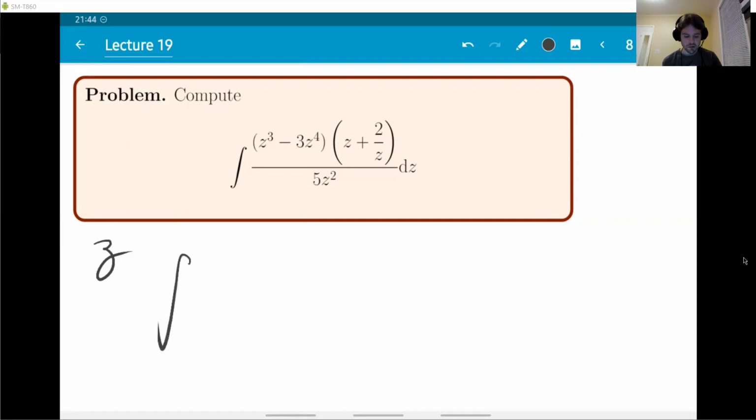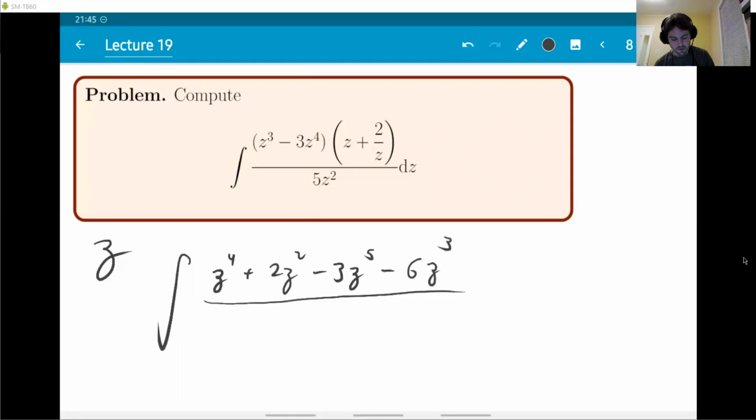Let's distribute the top. You have z to the 4th plus z cubed times 2 over z gives you 2 over z squared. Sorry, 2z squared. Yes. Now minus 3z to the 4th times z is minus 3z to the 5th. And then minus 3z to the 4th times 2 over z should give you minus 6z squared. No, z cubed. Yeah, that's better. 4 minus 1 is 3. Okay, this looks good. The whole thing is divided by 5z squared.